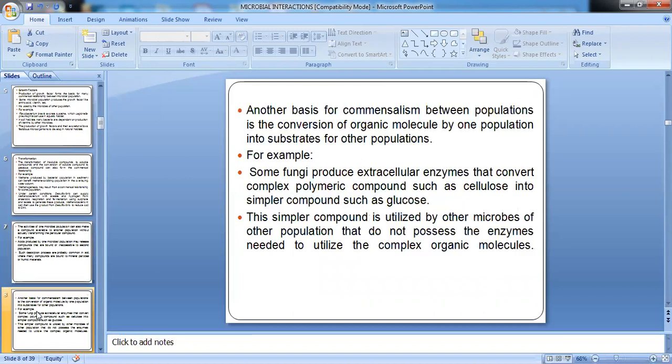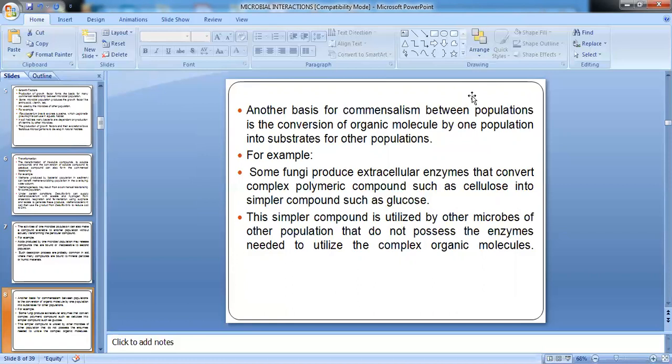Another basis of commensalism is conversion of an organic molecule by one population into a substrate for another population. A very good example for this is polymer degradation. We all know that cellulose is the most abundant polymer, but cellulose degradation requires a group of enzymes called cellulases. When cellulases act on cellulose, the byproduct will be glucose.